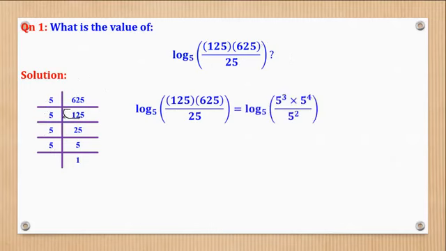Then 125 is 5 to the power 3. 25 is 5 to the power 2. Then we shall use rules of indices. Same base, you add the powers. So add this and this to give you 5 to power 7. Then still rules of indices, same base, you subtract the powers.